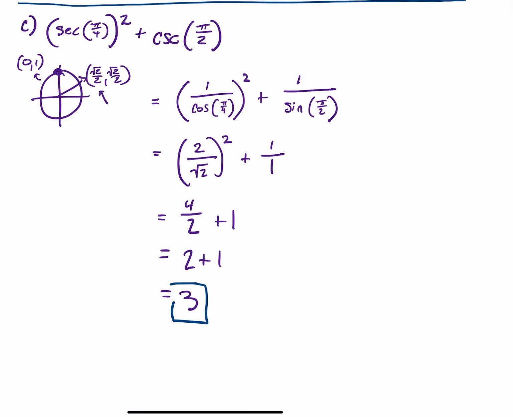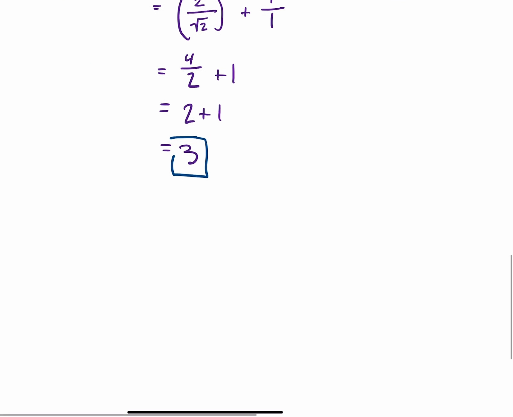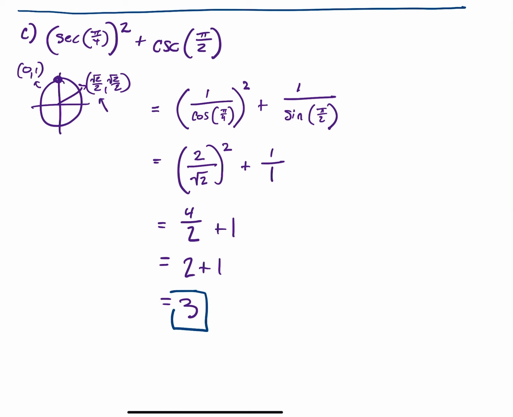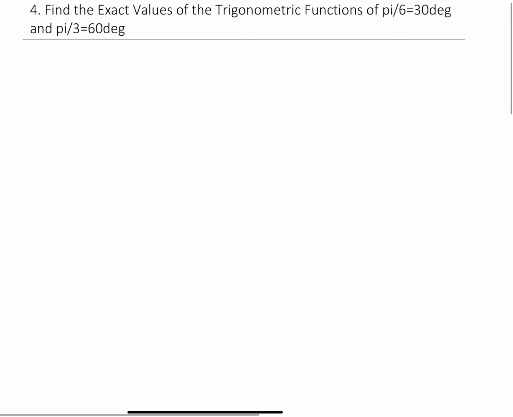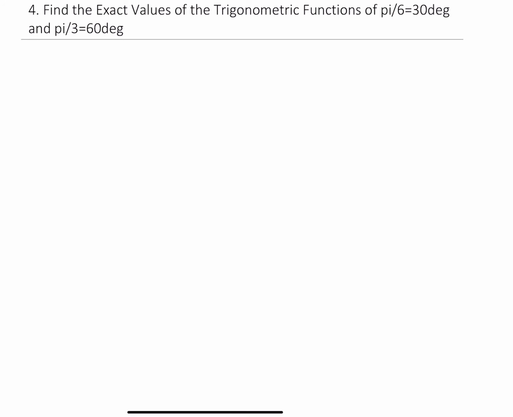So again, just to show how we can locate the angles, think about their points, and then think about our other trig functions in terms of the sine and the cosine. So that was for 45 degrees. Let's do something similar for 30 degrees and 60 degrees. And that was, so 30 degrees we saw previously was pi over 6, and 60 degrees is pi over 3.